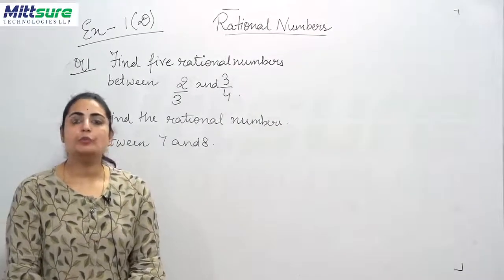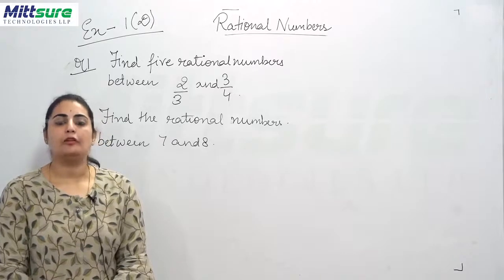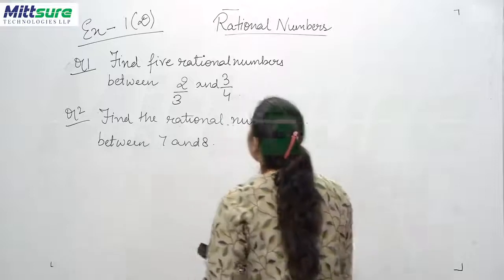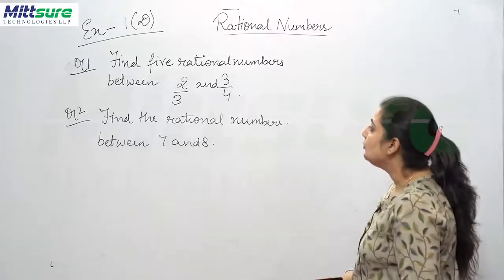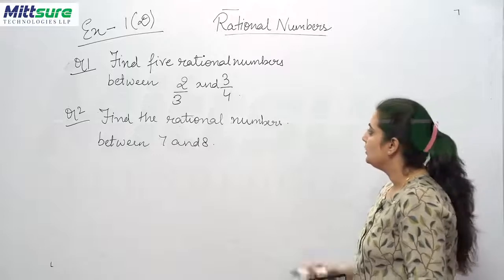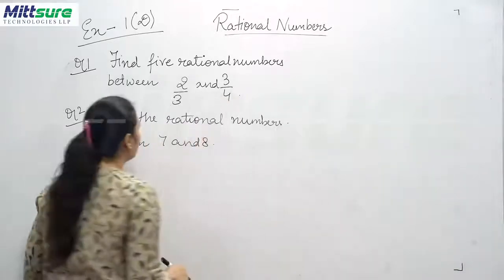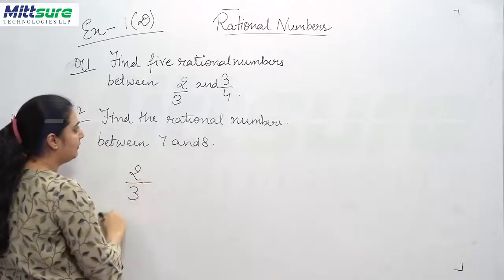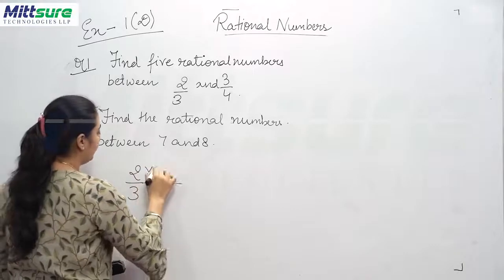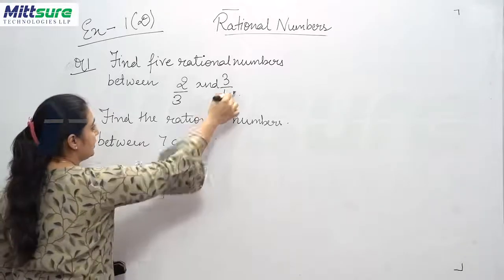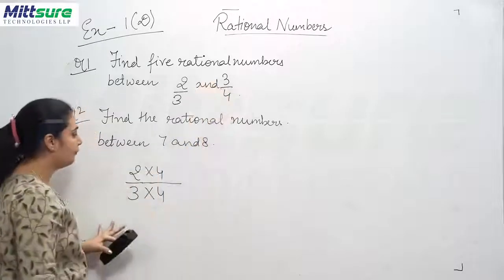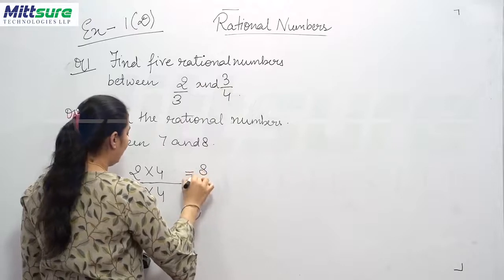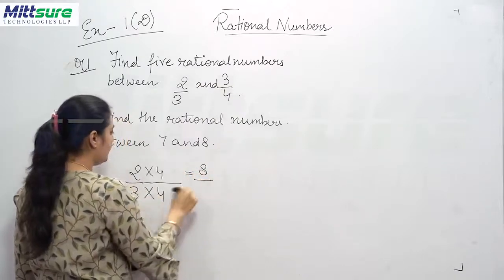Now, let us take a few more examples to understand the same. Let us go through some more questions on the related topic of finding rational numbers. The first question is: find 5 rational numbers between 2 upon 3 and 3 upon 4. First of all, what are we going to do? We will take 2 upon 3 and multiply it by 4, because the denominator of the other number is 4. So 2 upon 3 multiplied by 4 gives you 8 upon 3 fours are 12.